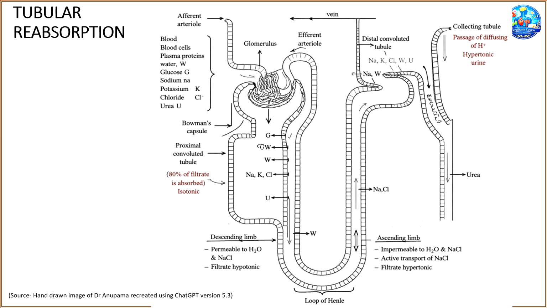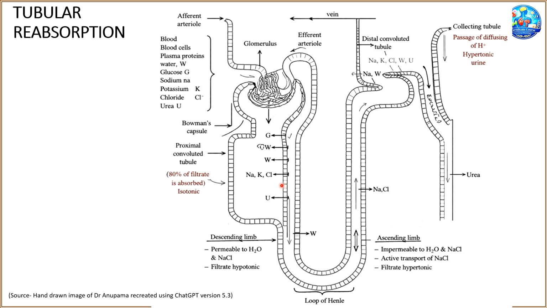Now let us understand tubular reabsorption. Tubular reabsorption is the second step of urine formation, and it involves selective reabsorption of useful substances from the filtrate back into the blood. This process occurs at different parts of the nephron, mainly the proximal convoluted tubule, the loop of Henle, the distal convoluted tubule, and even the collecting duct.